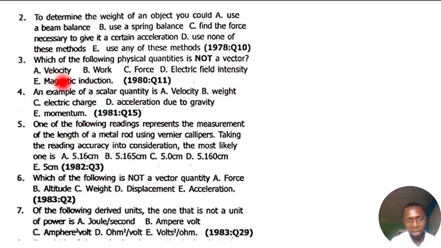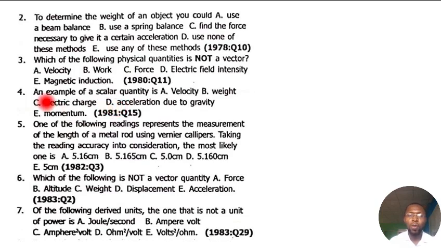So we have another question here, question 3. Which of the following physical quantities is not a vector? It is very important that you should be able to know quantities that are vectors and those that are not vectors. Now, we mentioned in our example before that velocity is an example of a vector quantity. I mentioned that work is a scalar quantity, so work is not a vector quantity. Okay, force is a vector quantity, and electric field intensity is a vector quantity. Magnetic induction is also a vector quantity.